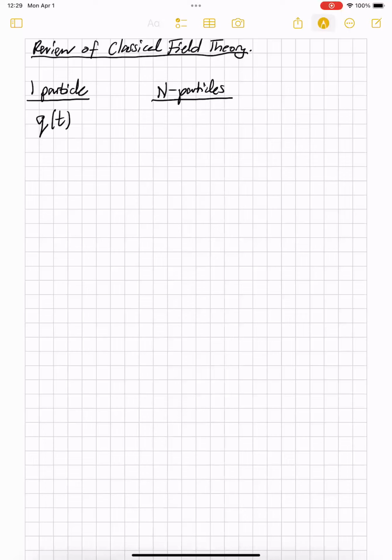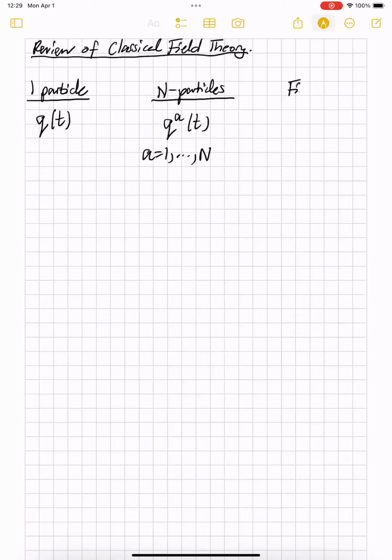If we generalize this to n particles, then what we will want to describe is q^a(t), and a goes from 1 up to n. Changing the particular value of a that I'm considering means changing the particular particle that I'm considering.